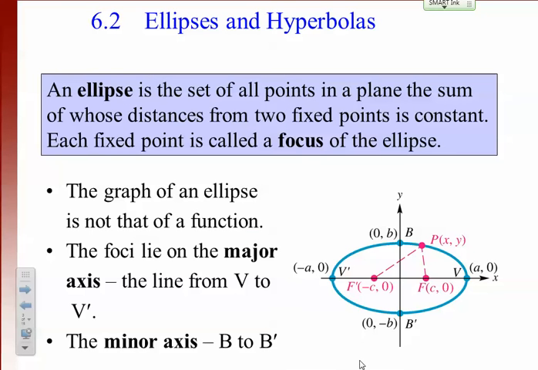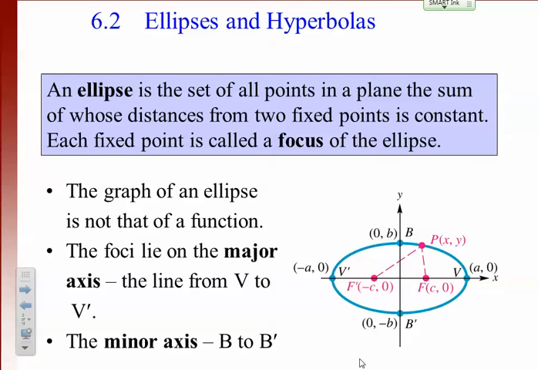Okay, today we're going to talk about ellipses. This is out of section 6.2 in your book, Ellipses and Hyperbolas. We're just doing the ellipses today, and the mathematical definition of an ellipse is the set of all points in a plane, the sum of whose distances from two fixed points is constant. And each fixed point is called a focus of the ellipse.